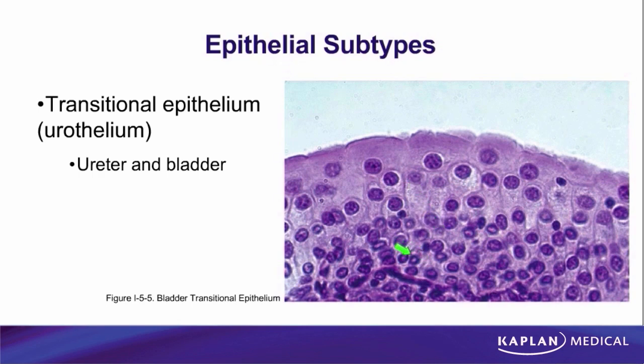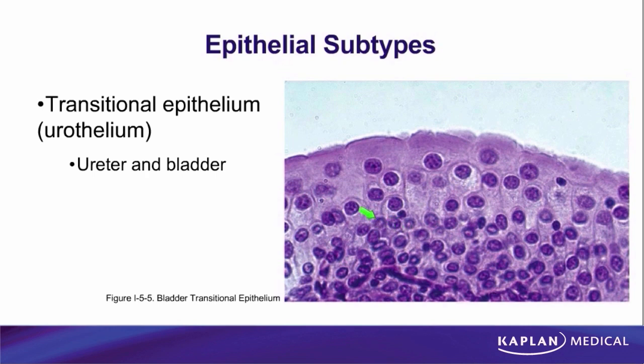So it transitions between being 5 or 6 or 7 layers thick to being as few as 2 layers thick, depending upon the degree of stretch of the wall. Okay? And so we're going to see that lining the surfaces of organs that tend to stretch a lot, like the bladder and even the ureter.